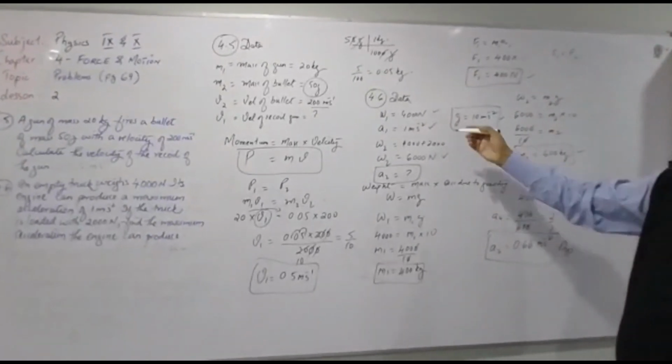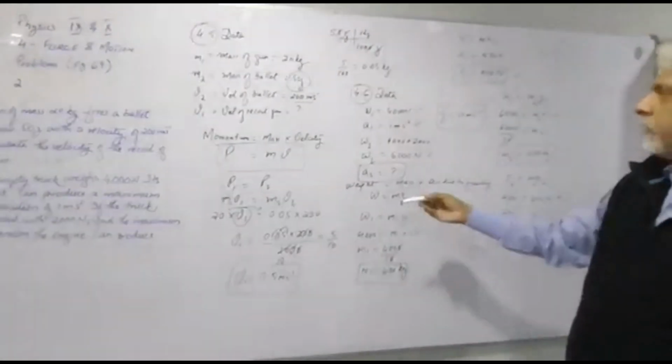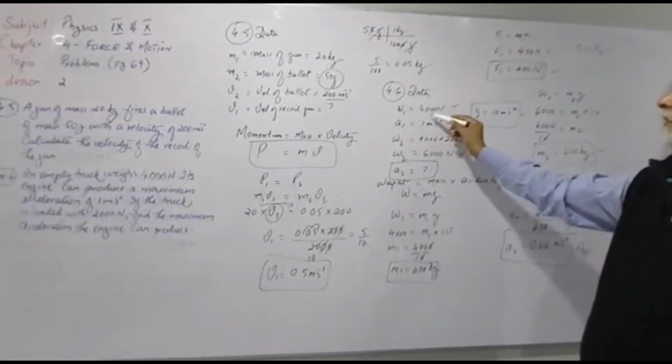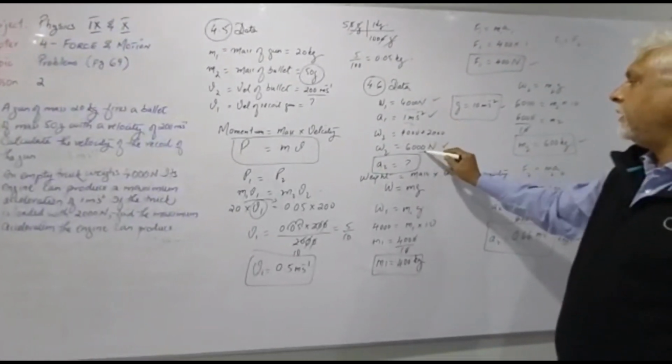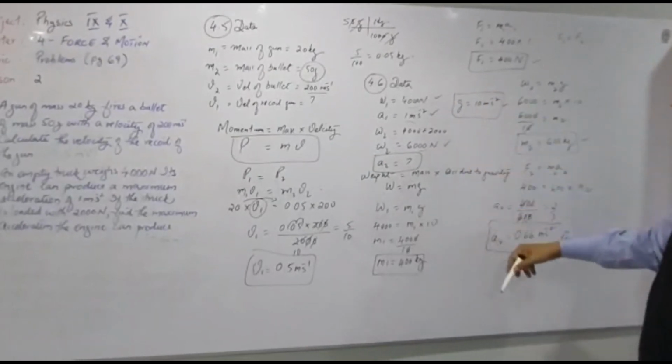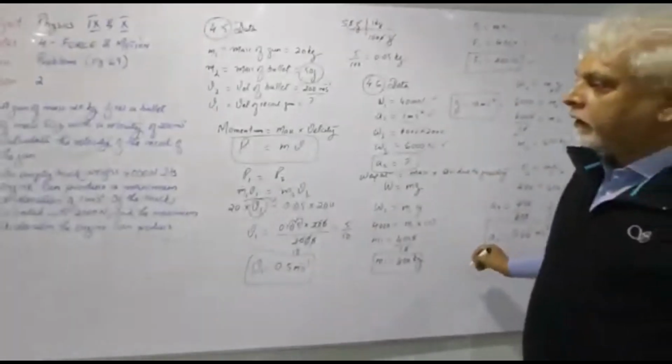Obviously, when the weight is more, the acceleration will reduce. So as you can see, over here it was 4000, the acceleration was 1 meter per second squared. Now it is 6000, it's increased, so the acceleration will be less than 1 meter per second squared, and we're getting that quantity. I hope it's clear to you all.